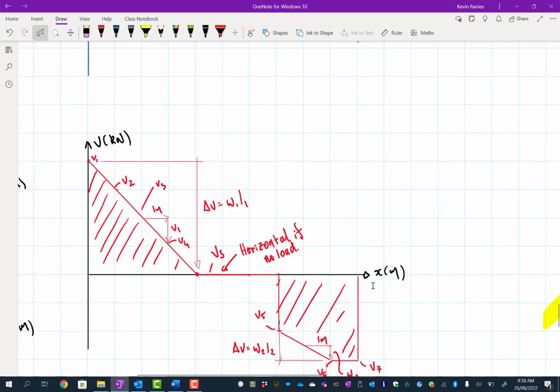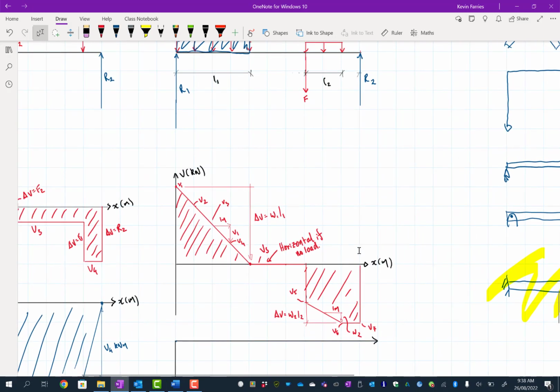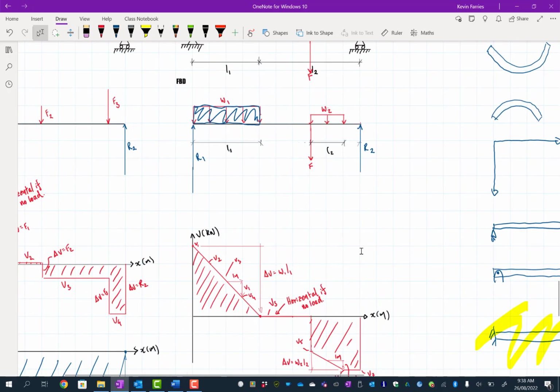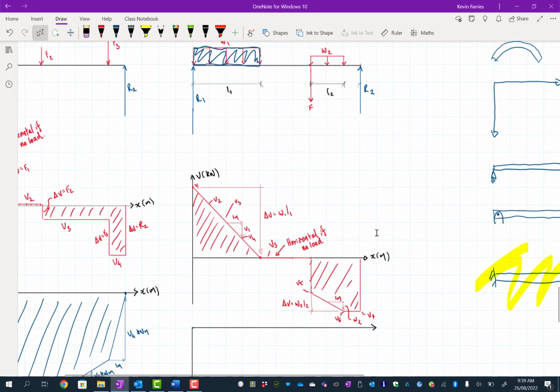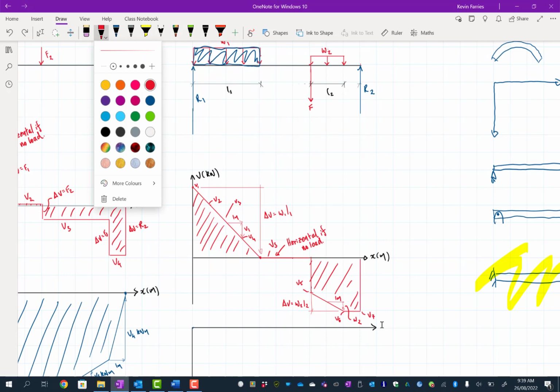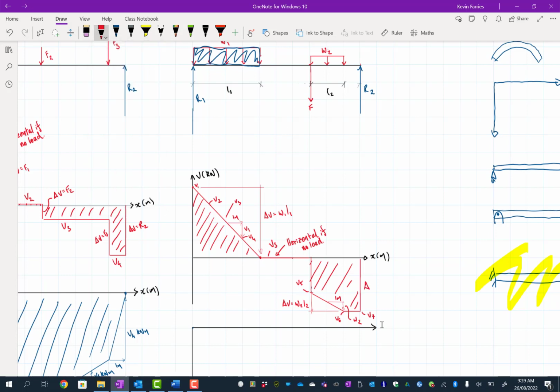Then we get to a reaction. Sorry, I know it makes you seasick when I do that. And so then you're just going to jump back up by that R2. I haven't really put that, so let me just put that delta. So delta V is equal to R2, and here delta V will be equal to R2.